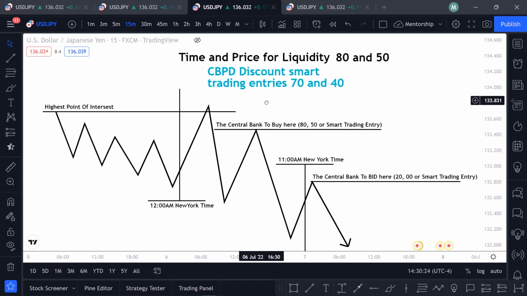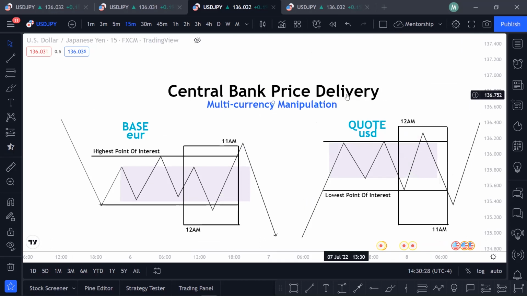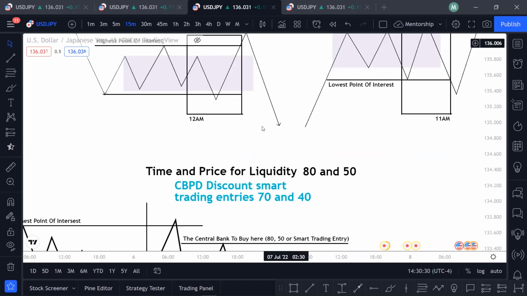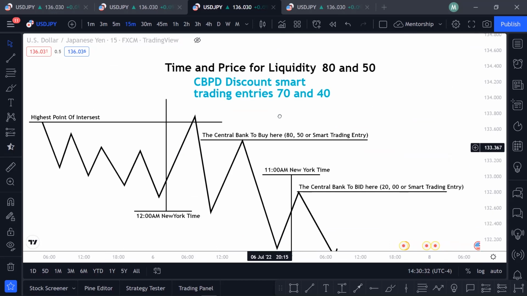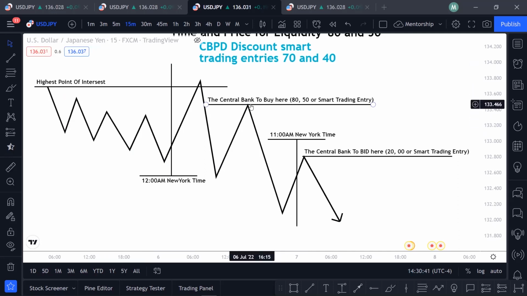But once you're looking at the multi-currency manipulation or the central bank price delivery, you want to watch your entries. You want to be there, trigger them automatically, not manually. You are selling here, price drops, you're making money.